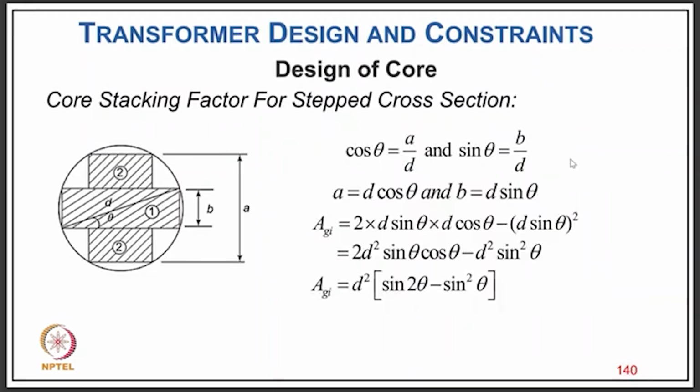Now we can calculate this if we define the angle theta as shown in the figure: A upon D is cos theta, B upon D is sin theta, and A equal to D cos theta and B equal to D sin theta. AGI becomes 2 D sin theta into D cos theta, minus D into sin theta, squared. That becomes 2 D square sin theta cos theta minus D square sin square theta. Since 2 sin theta cos theta is sin 2 theta, AGI equals D square in brackets sin 2 theta minus sin square theta.